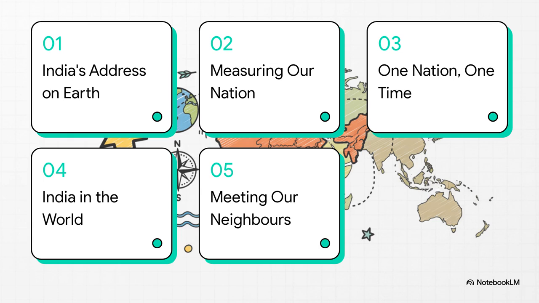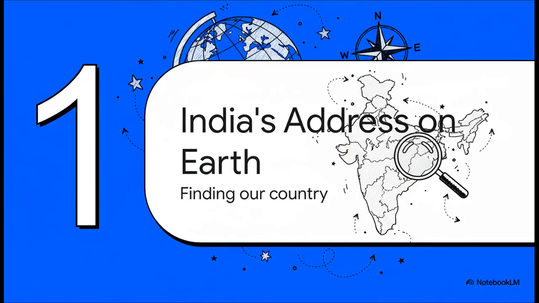So, in today's lesson, we are going to cover these 5 key topics. We'll find India's address on Earth, then we'll measure its size, understand how we have one time for the whole country, see India's special place in the world, and finally, we'll meet our neighbors. We'll go through them one by one. Okay, let's begin with part 1, India's address on Earth.